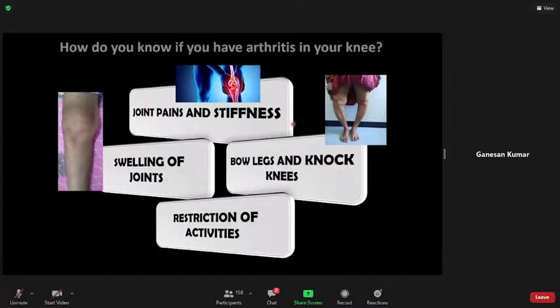When I say stiffness, the patient sometimes feels that the joint is stiff. Bow legs and knock knees are structural abnormalities which can cause different weight bearing on the tibia. And this can lead to degeneration of the cartilage at one particular angle, and this affects the quality of life. So they tend to say that I cannot walk more, I cannot climb the stairs, so they make changes in their lifestyle.